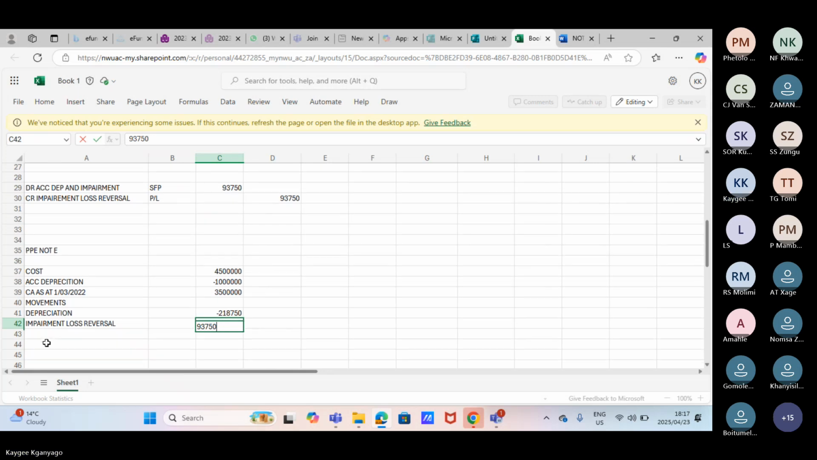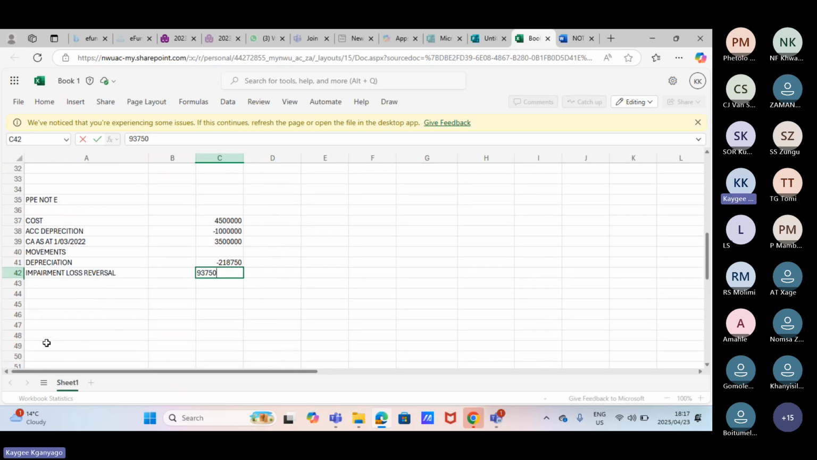93,750. We don't have any other movements on this asset. Do you agree? It was only depreciation and the impairment was reversal. Am I losing you guys? No. No, okay. Therefore, I must now have my carrying amount at the end.